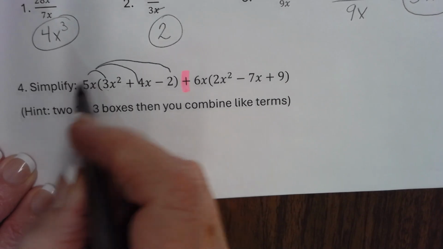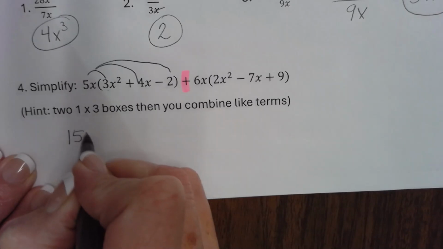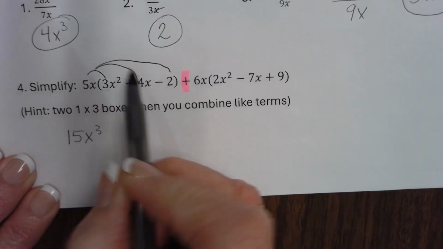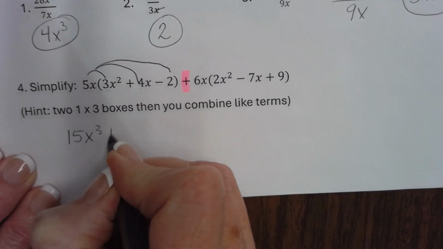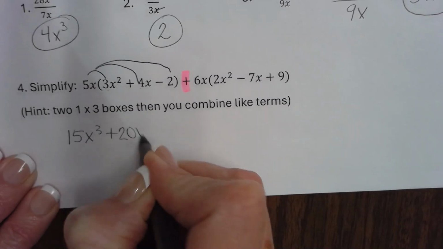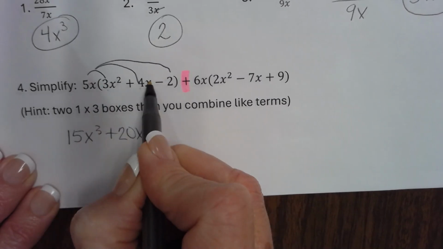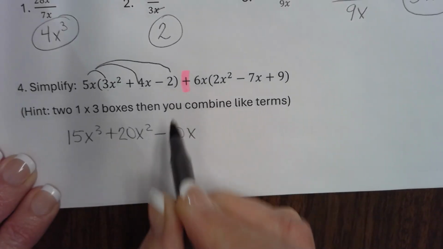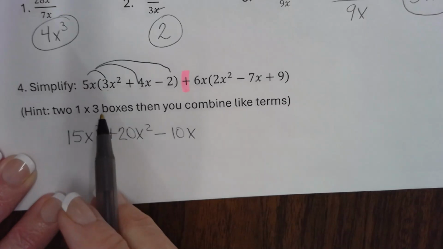So, in the first box, you should have had 15x cubed, because we're adding powers. In the second box, you should have had a positive 20x squared, because we're adding powers. In the last box, you should have had a negative 10x. Question on the first distribution?